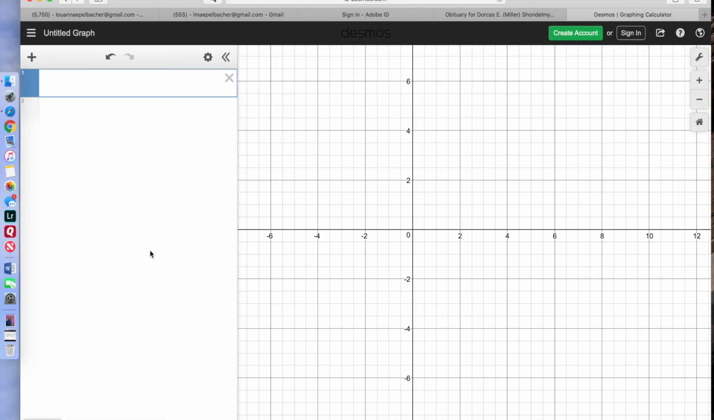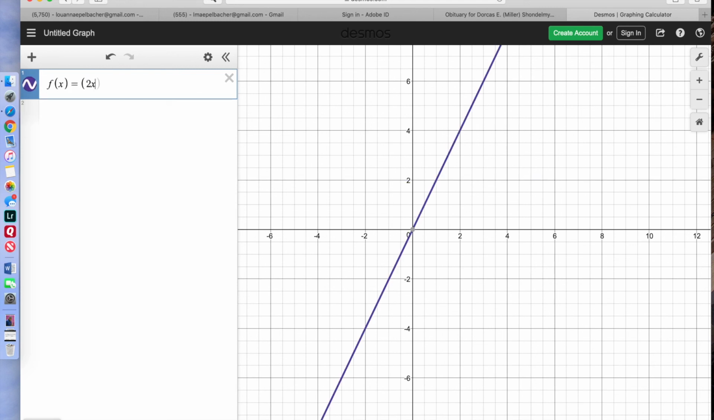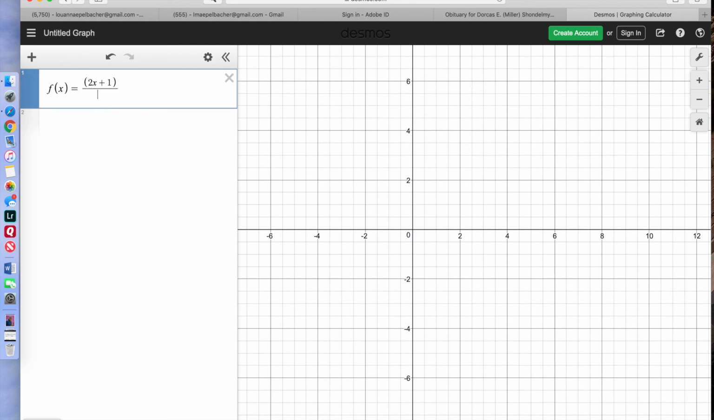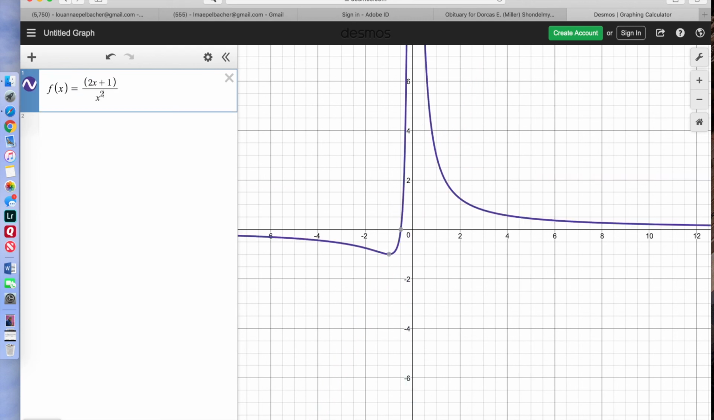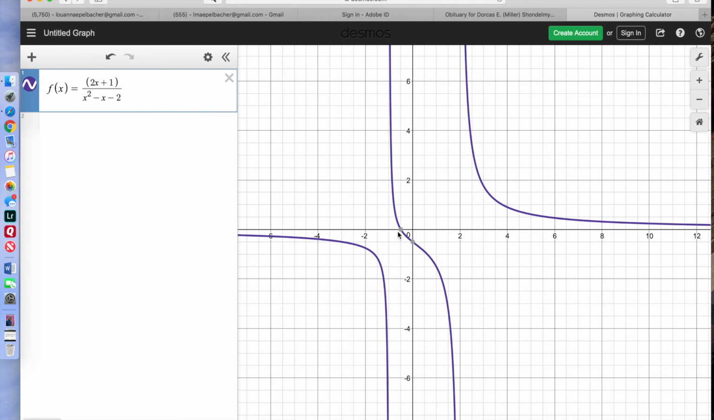This is number 22 in your test review guide, and it's asking you to draw the graph of a rational function. Remember that when you need to make a table of values, which we're going to do in just a minute, you want to start your function equation with f of x. So I'm going to type f of x equals, and then I'm going to put parentheses around the 2x plus 1, then divided by, and then x squared minus x minus 2.